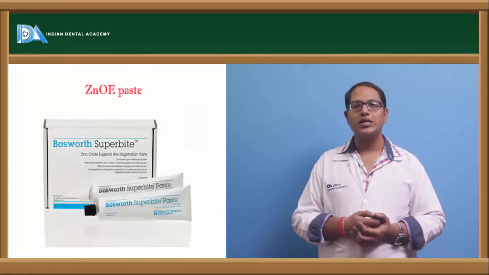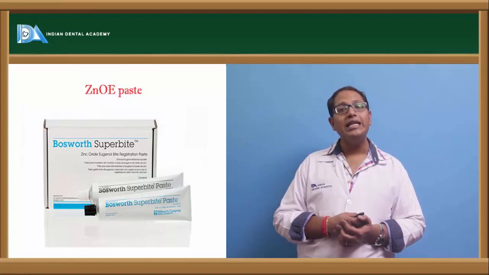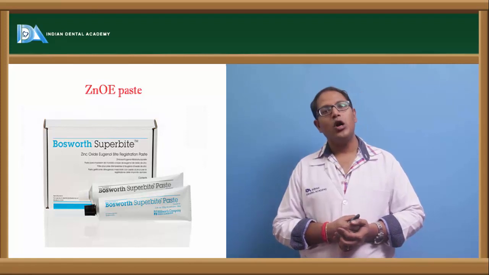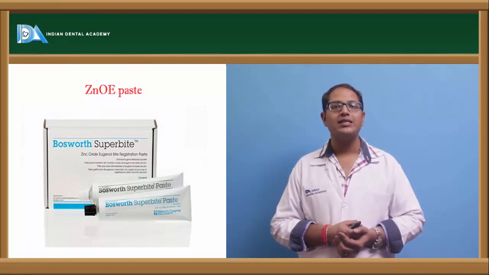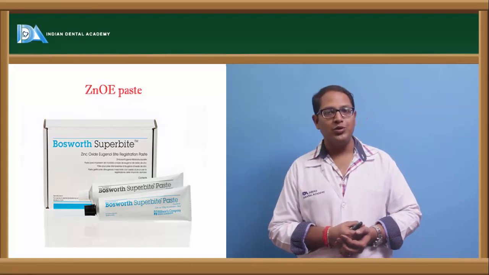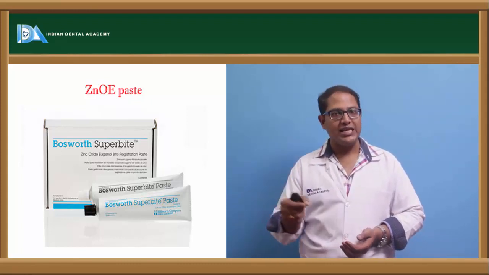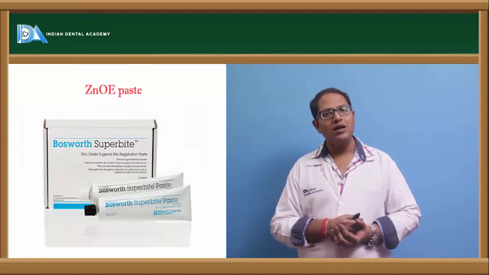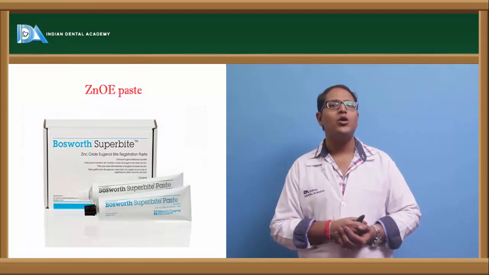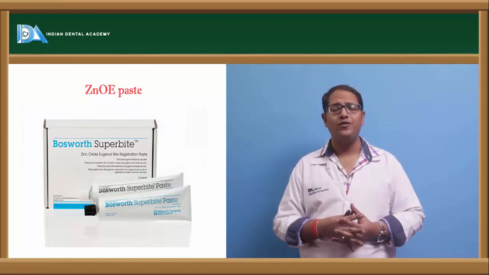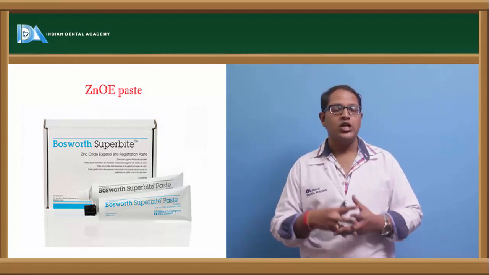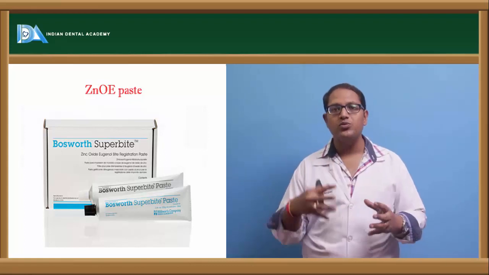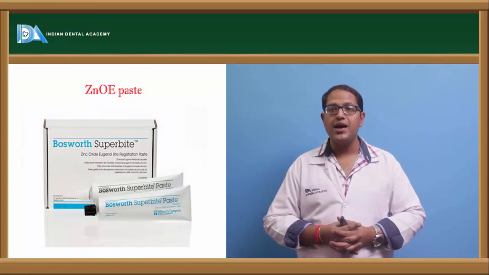The second material is zinc oxide eugenol paste. This is another widely accepted and used material. The normal zinc oxide eugenol that we use to make the secondary impression is used. What we do is mix the impression paste, place it over the mandibular teeth, and then ask the patient to bite. The problem with zinc oxide eugenol is that it has an enormous amount of flowability. So the setting of the material takes time, and the patient's time intraorally is increased.